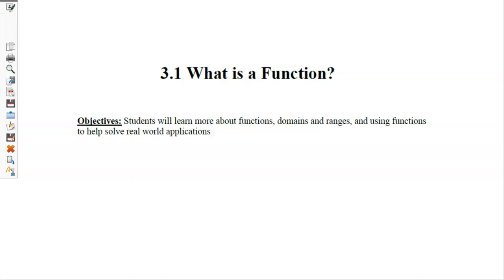In this video, we're going to begin our chapter into looking at functions. In this first lesson, we are going to kind of define what functions are, and then look at domain and range, and look at some different applications of function notation.